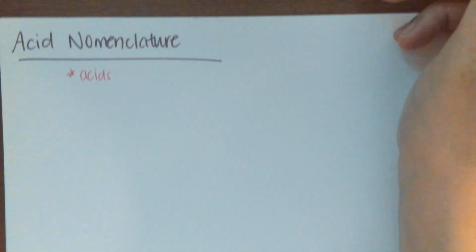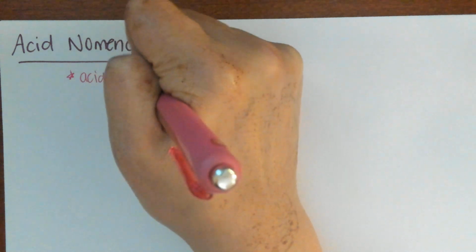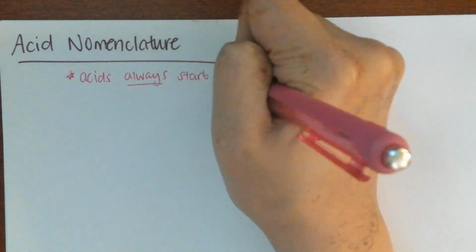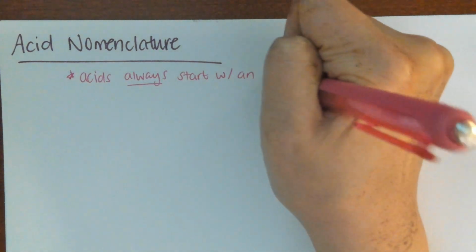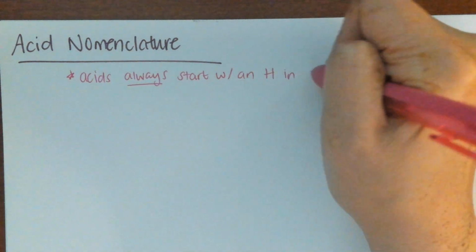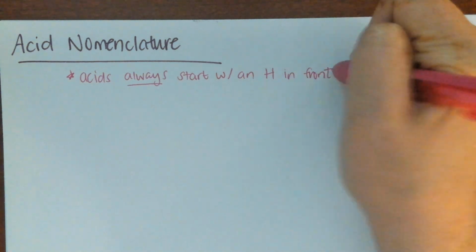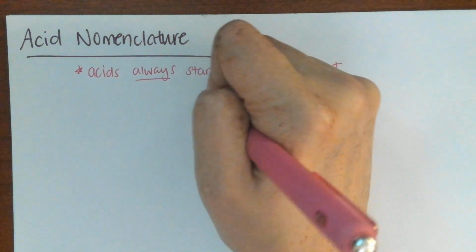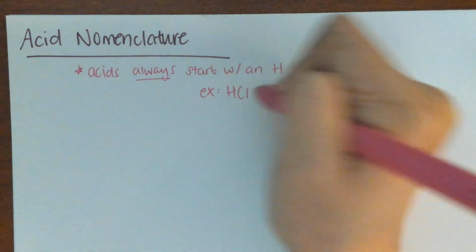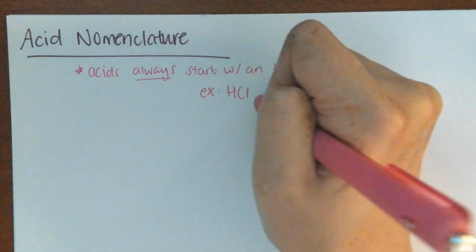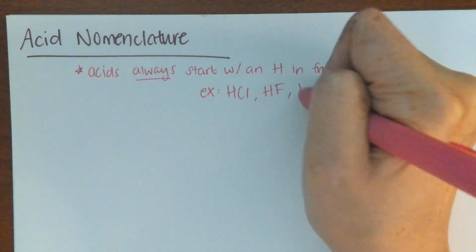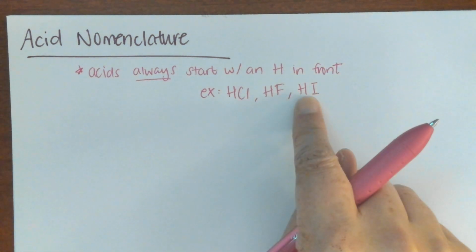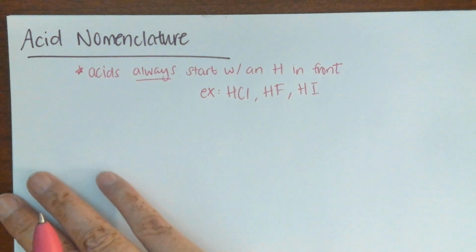So let me zoom in a little bit. And again, H is always in front. That makes it an acid. Okay? So we know that HCl, we work with hydrochloric acid a lot. HCl, HF, HI, etc. Notice all of these start with an H. So these are types of acids.